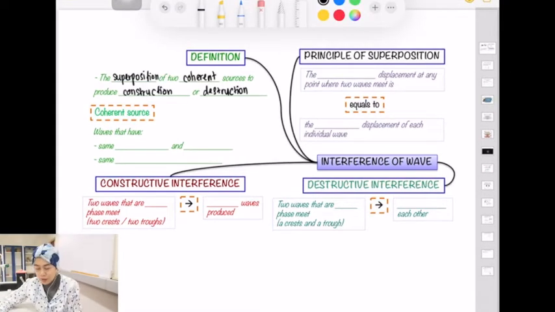Okay, so now we're going to be looking at the definition for coherent source. So coherent source means the same wave, basically. It's waves with the same frequency, same wavelength, same amplitude, and same phase difference.